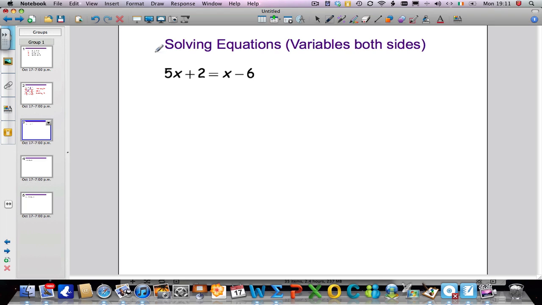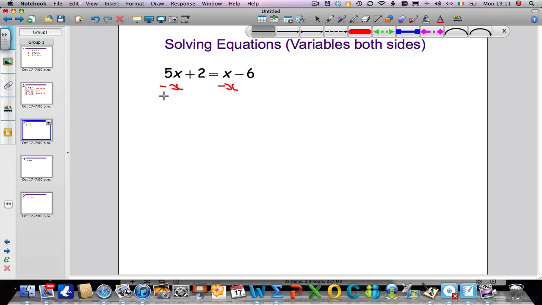So we got 5x plus 2 equals x minus 6. Okay, and the same process here again. So first step, I want to get rid of that x on the right hand side. I do not want x's on both sides of the equation, so I got to get rid of this. In order to get rid of that x, I need to take away x. x take away x is 0. But if I take away x on this side, I must take away x on this side. So I'm going to take away x here.